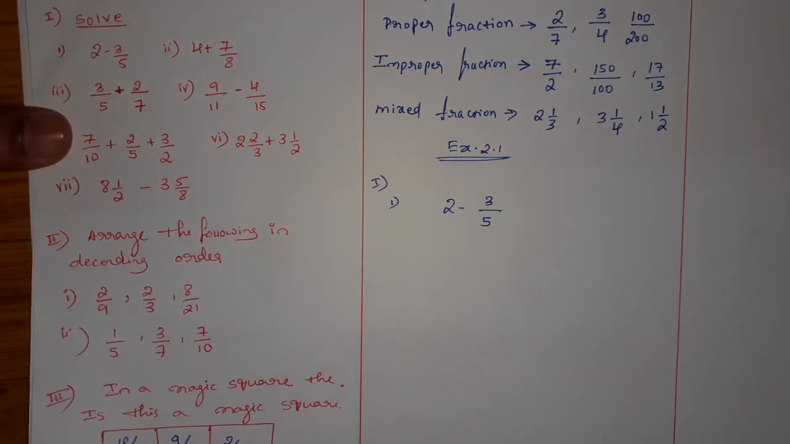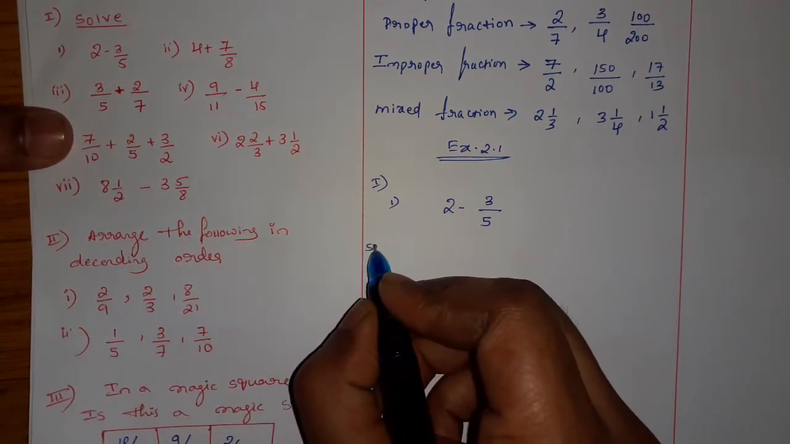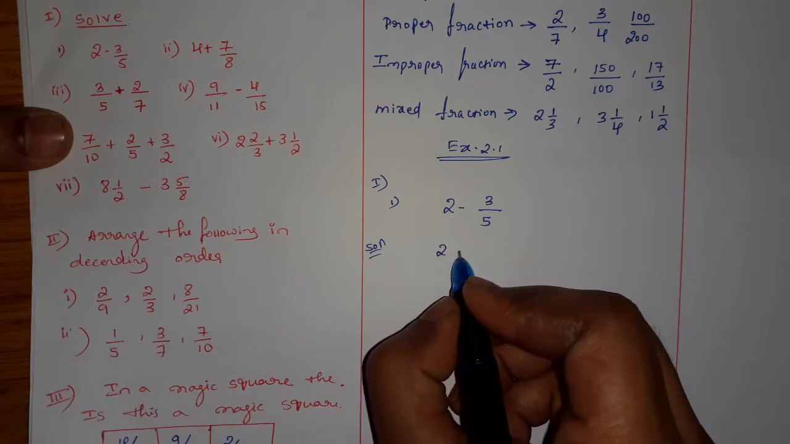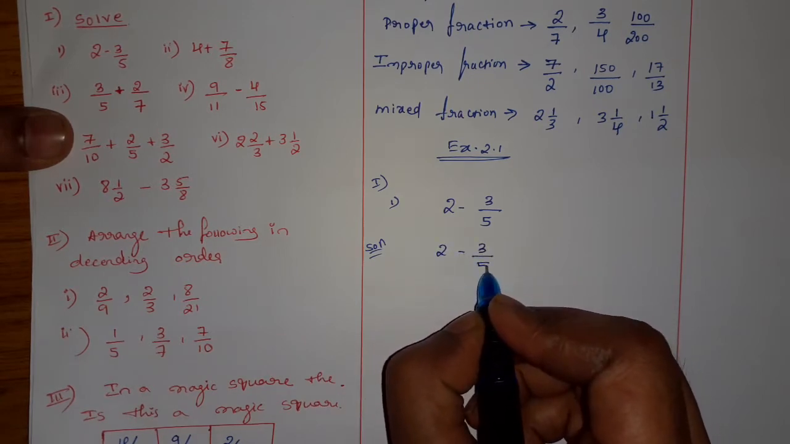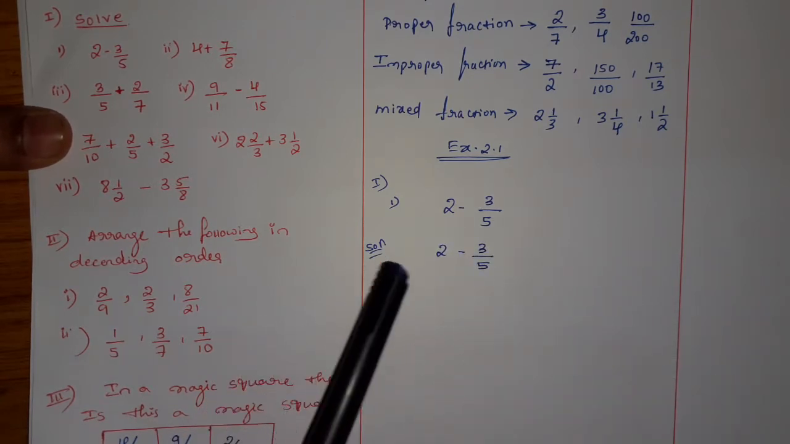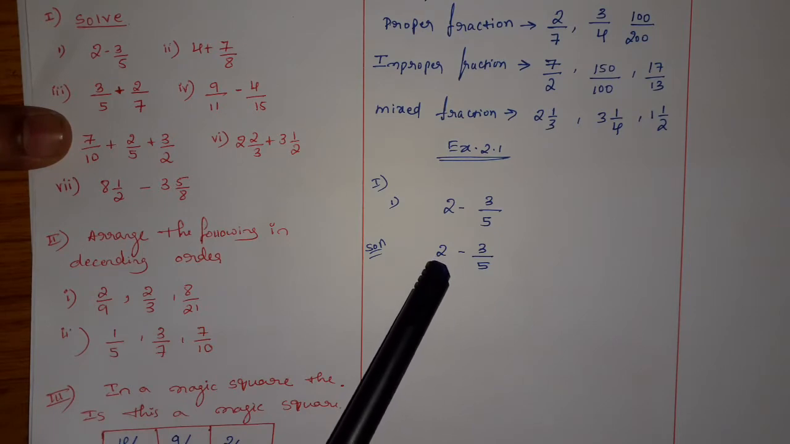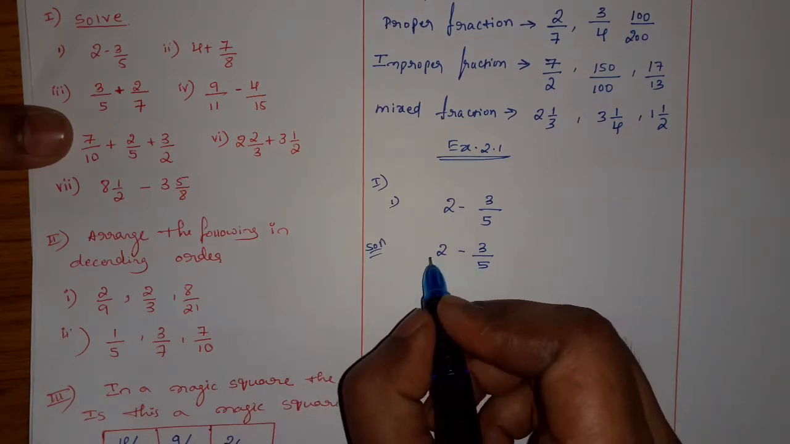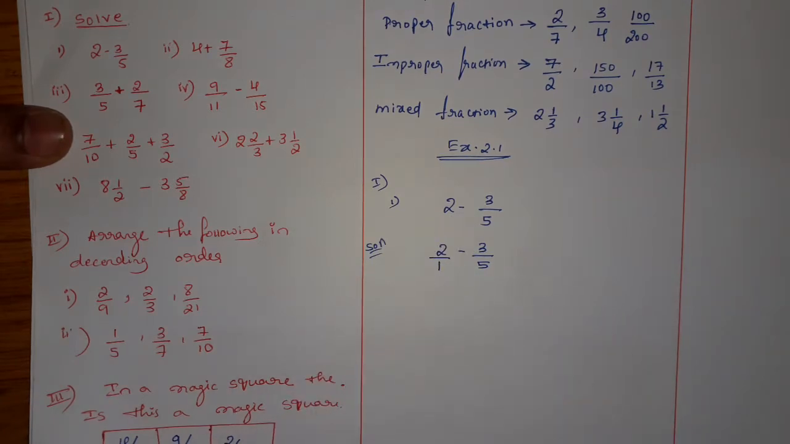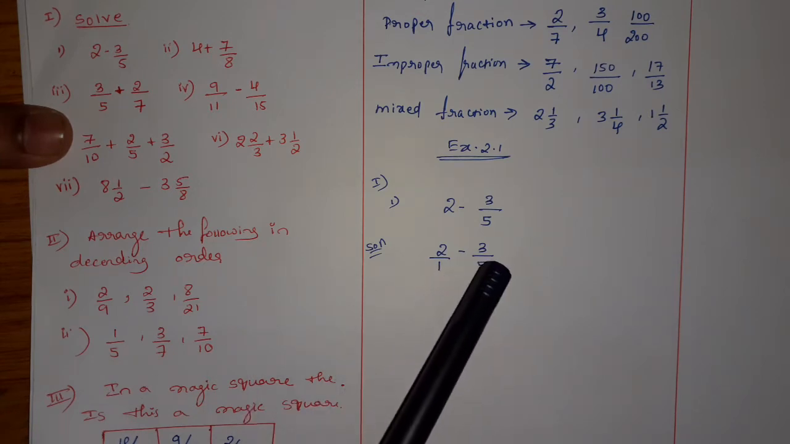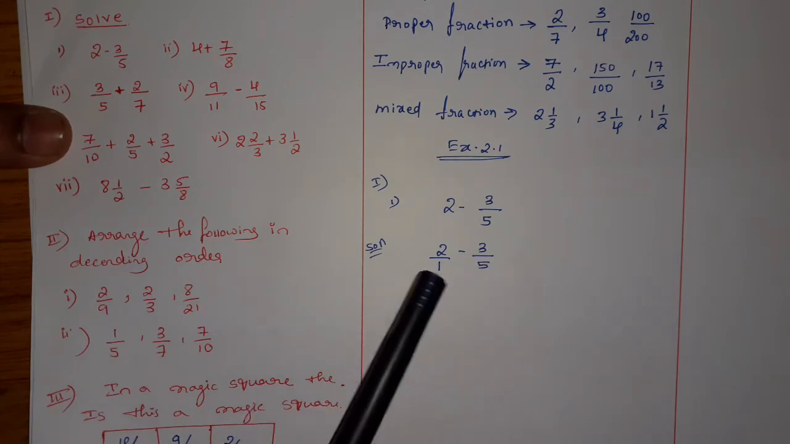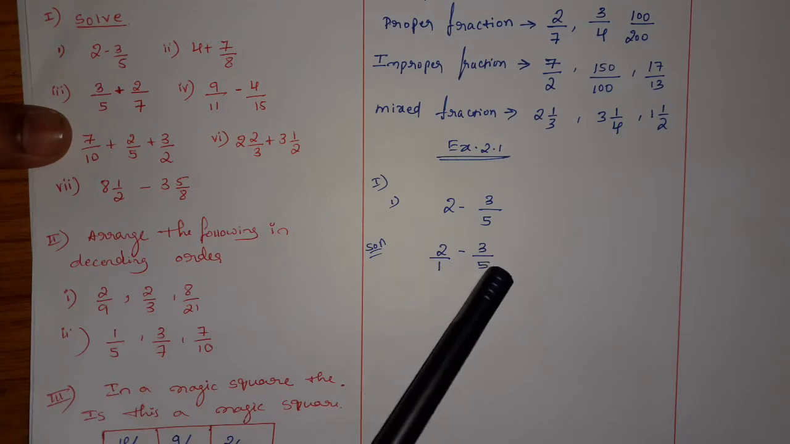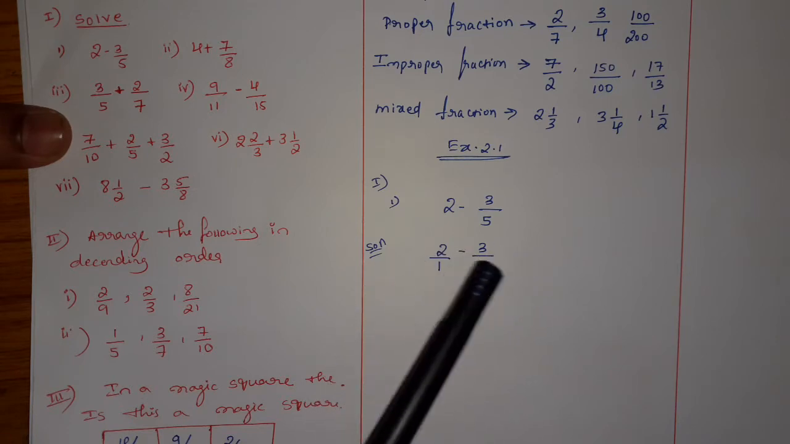Okay, you can observe here the solution. Write solution, write the question saying 2 minus 3 by 5. You can observe 2 is not having any denominator, so what we can do? If any number doesn't have any denominator, then we can take it as 1 only. 2 is nothing but 2 by 1. So we got two denominators, 1 and here 5. So which type of fractions are these? These are known as unlike fractions.